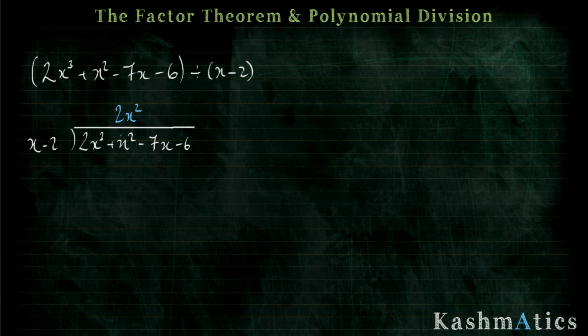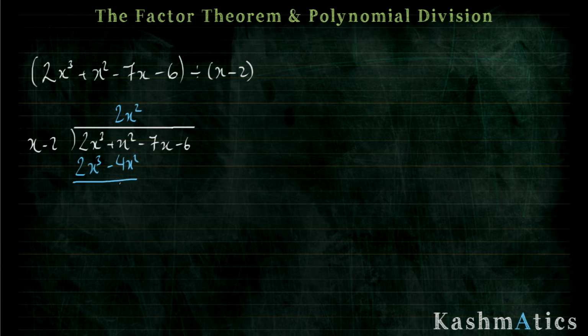Now you'll notice when I'm doing polynomial division, I always write down terms with the same power of x above the original number that's being divided. It just helps me to see what's going on. But anyway, what we need to do now is multiply 2x squared by all of this. So 2x squared times x is 2x cubed, and 2x squared times minus 2 is minus 4x squared.